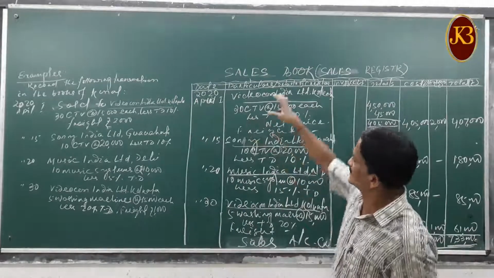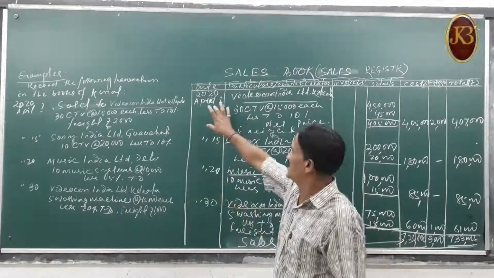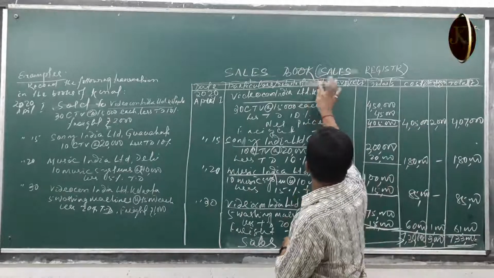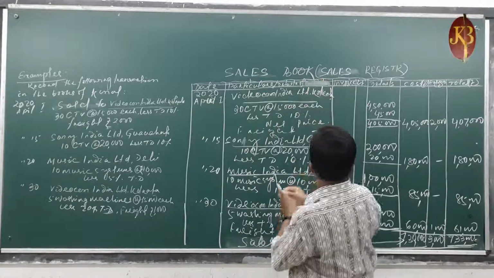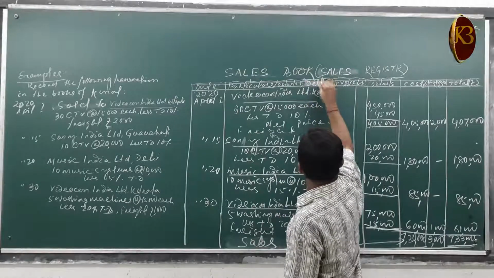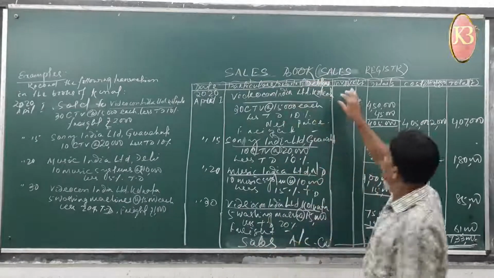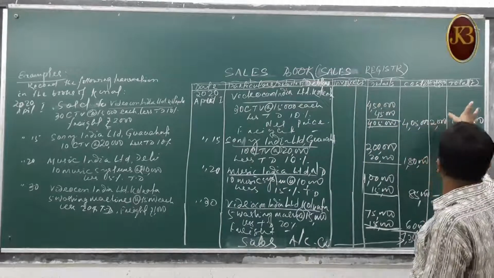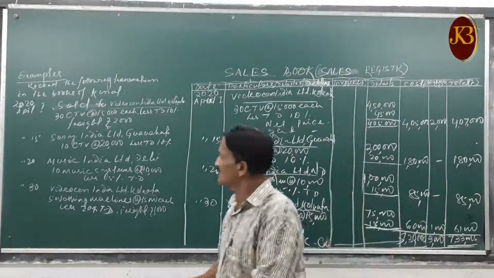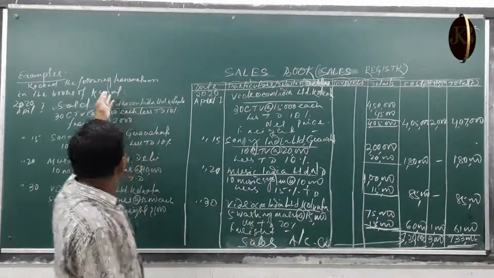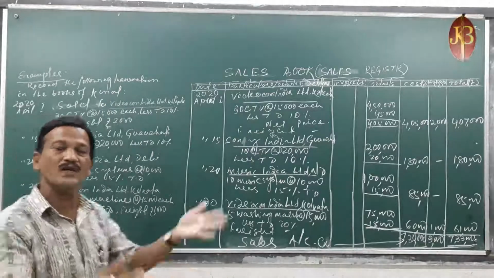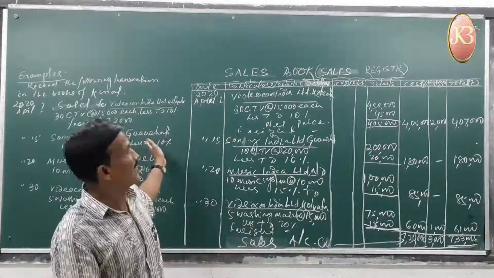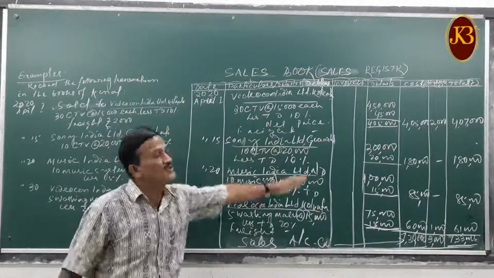The format is the same as the purchase book, that is the date column, particulars or the details, which here is not the creditor but the details of the debtors. Then invoice number, then ledger folio details, cost, expenses, then total amount. You can see these examples, the same examples that we explained in the purchase book. The same examples are shown here.